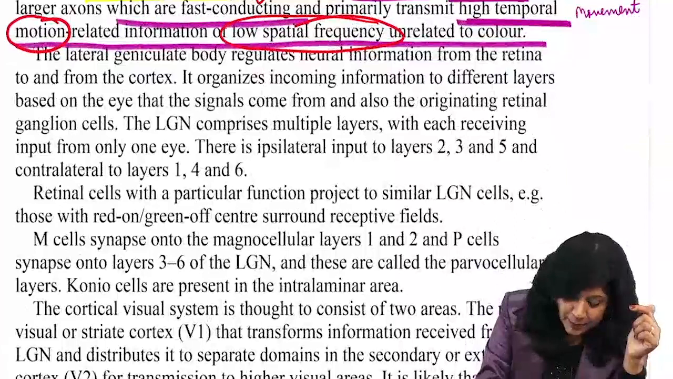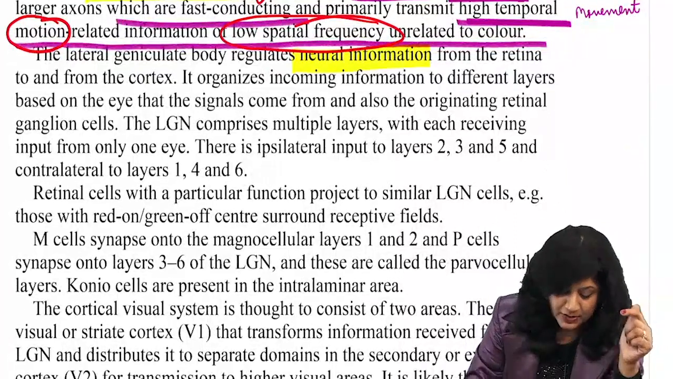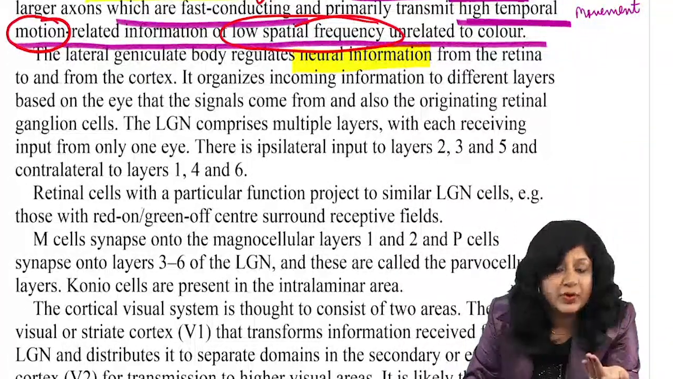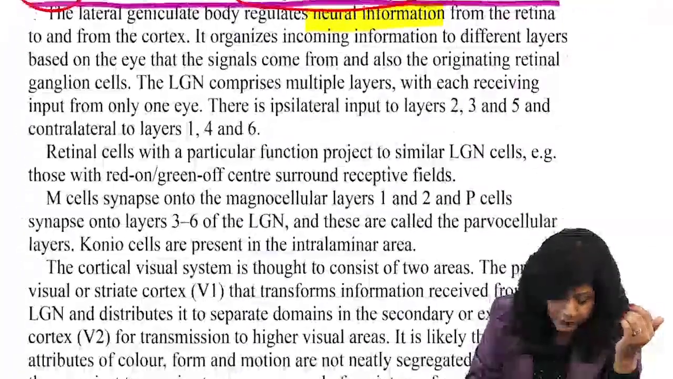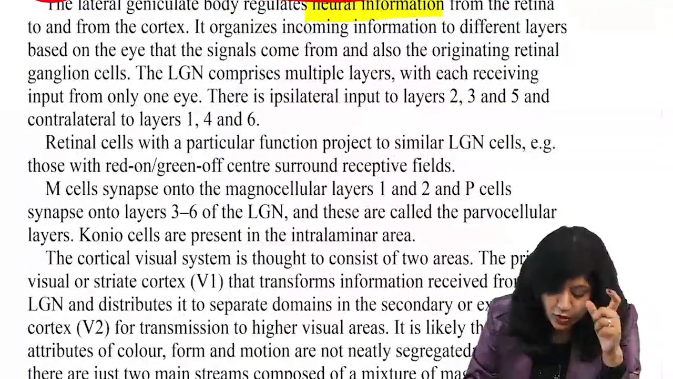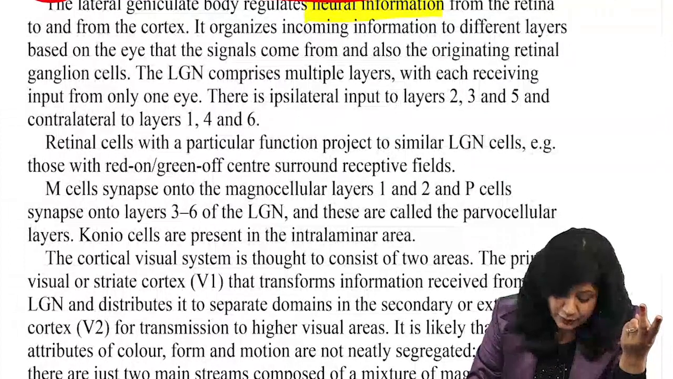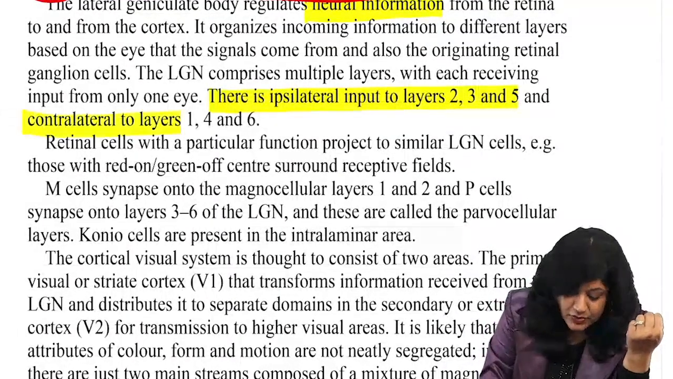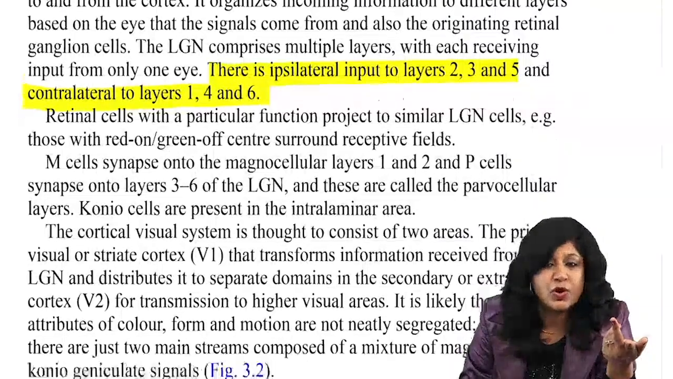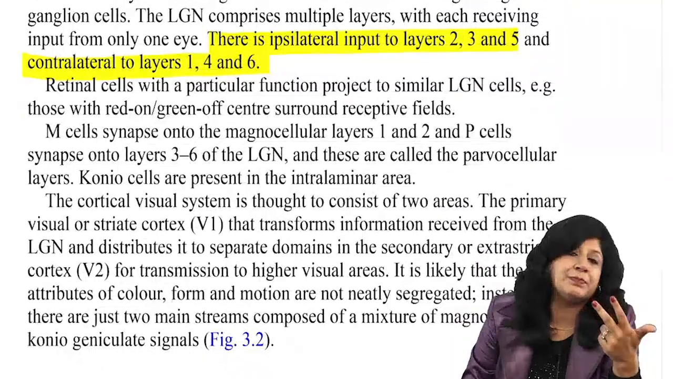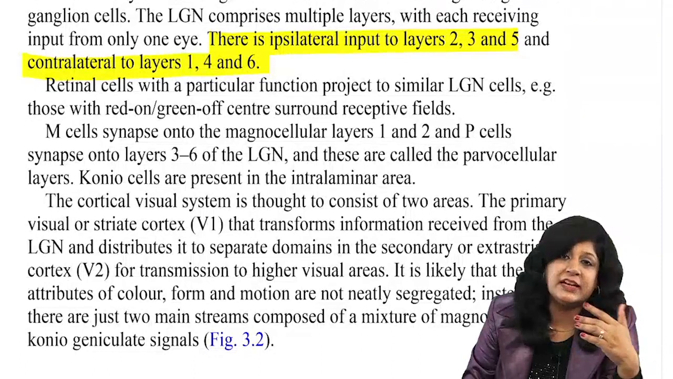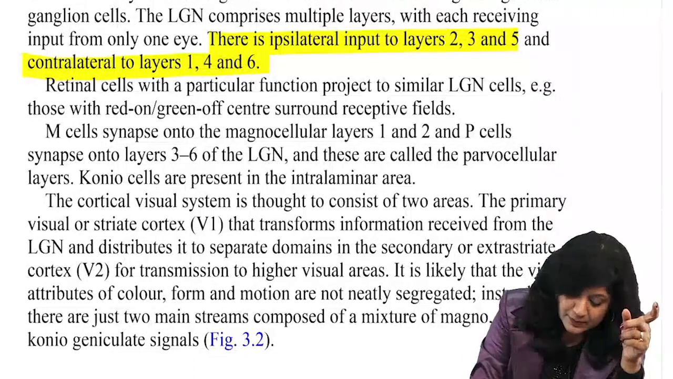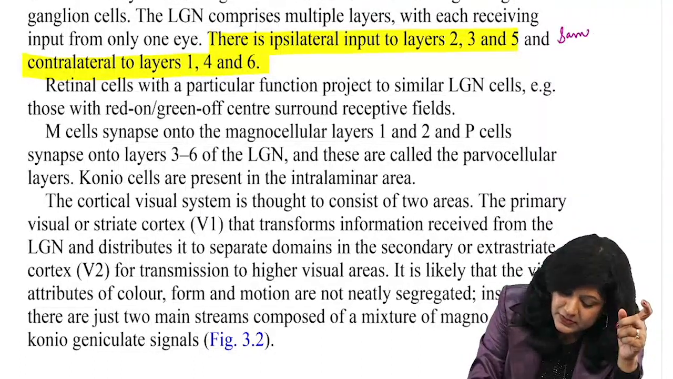The lateral geniculate body regulates the neural information from the retina and then it goes to the cortex. It organizes the information in different layers. For example, the ipsilateral input goes to layers 2, 3, 5 and the contralateral to 1, 4, 6. So this information you already have. We have the ipsilateral input in certain layers from the same side. Ipsilateral means the same side.